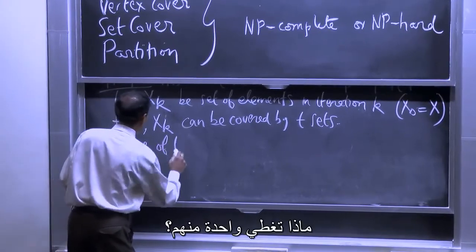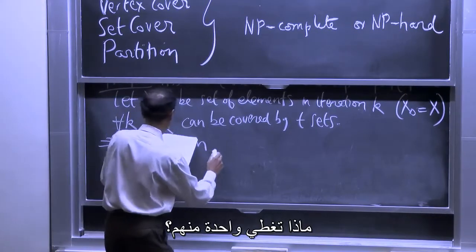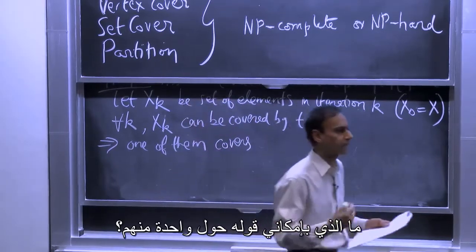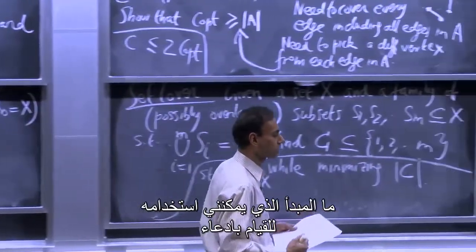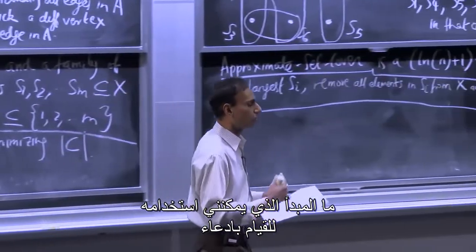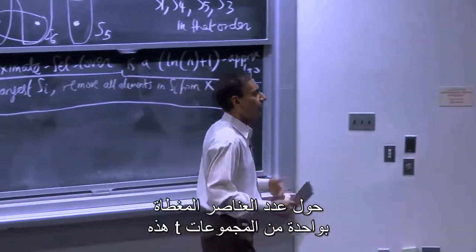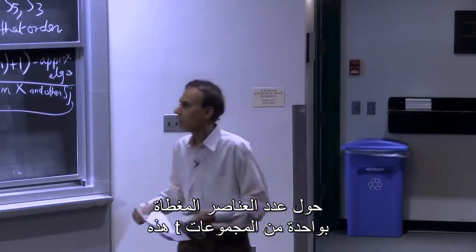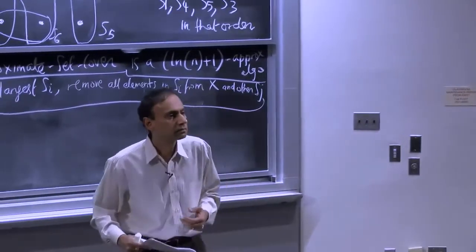One of them covers what? What can I say about one of them? What principle can I use to make a claim about the number of elements that are covered by one of these T sets?